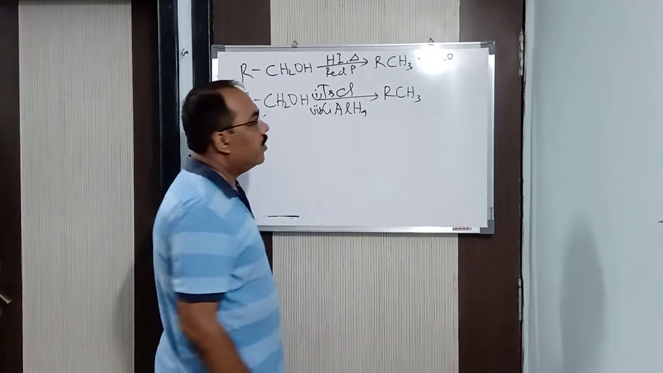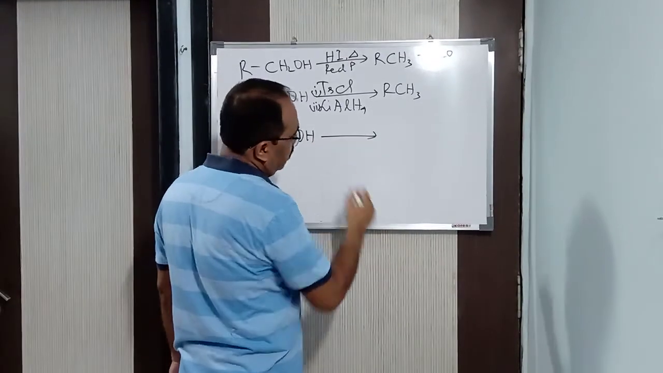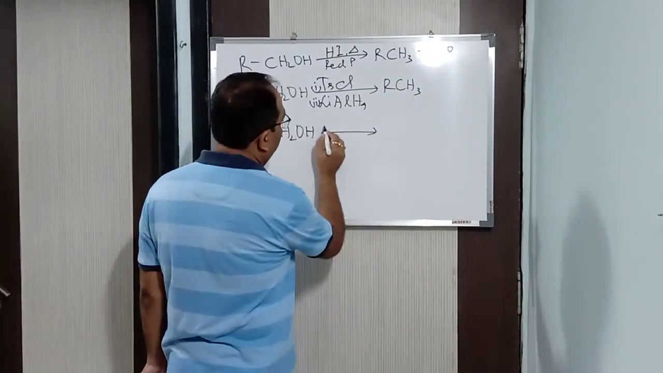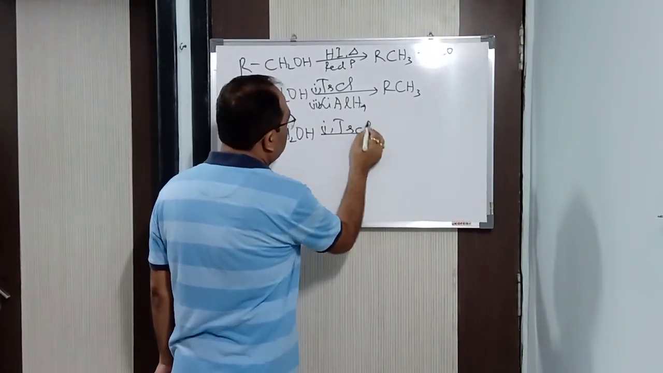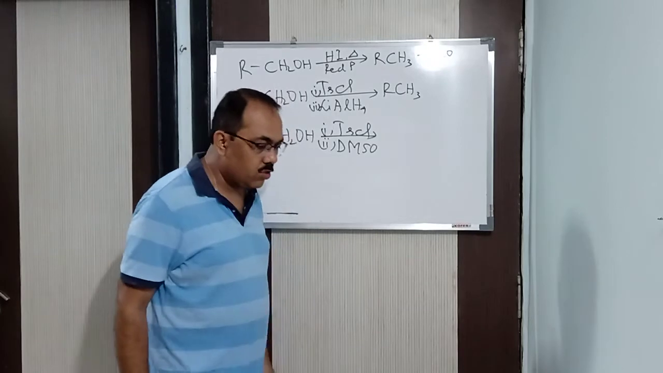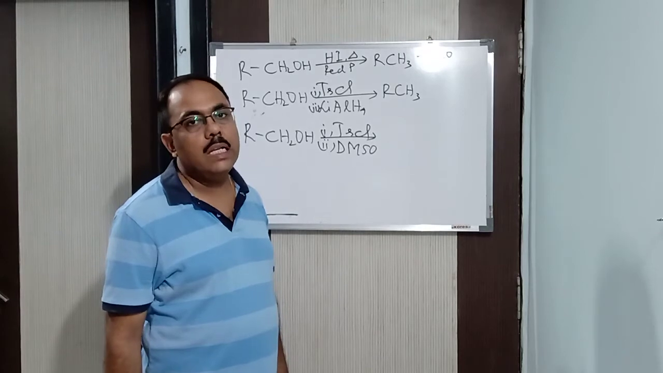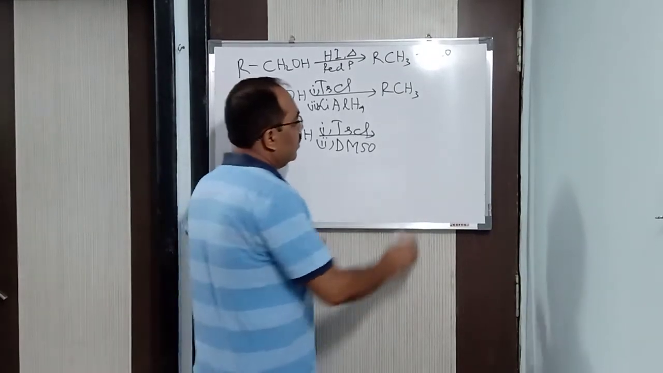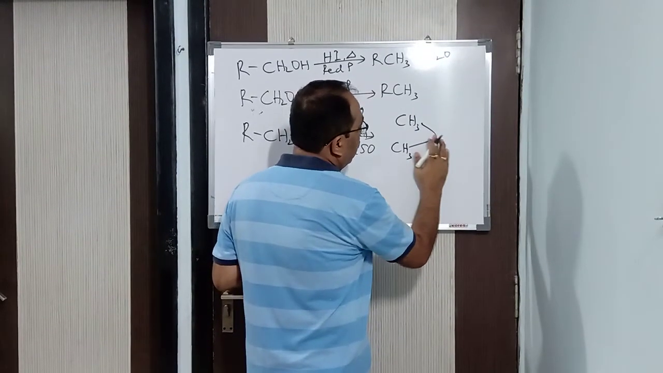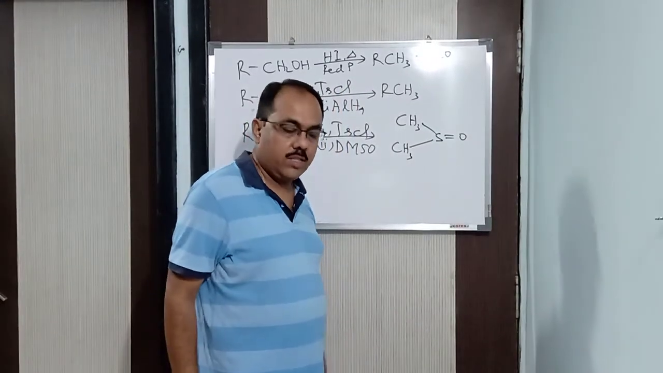Achha. Now if you are oxidizing a primary alcohol, here also the first step is the same, TsCl, and the second step is DMSO. Now DMSO, you may not know, is dimethyl sulfoxide. What is dimethyl sulfoxide? See the structure. Dimethyl, and sulfoxide means S double bond O. This is your dimethyl sulfoxide.